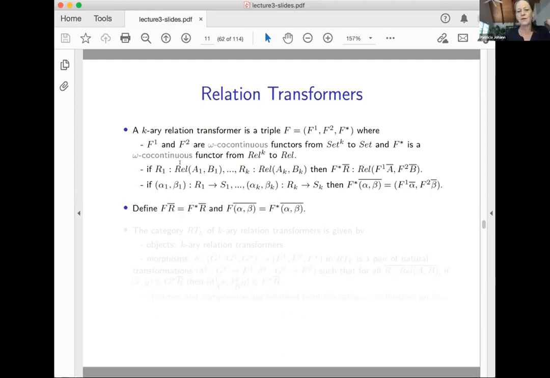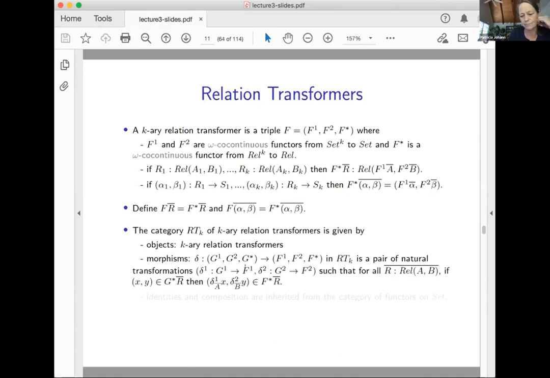Okay, a lot of details, but these relation transformers also form a category. The objects are relation transformers. Morphisms are some pairs of natural transformations. It doesn't matter. The important point is that they form a category, and that we can say what the identities and composition are. So I'm just doing all the analogous stuff at the level of relations. So I have a category. So then I can talk about functors on this category.